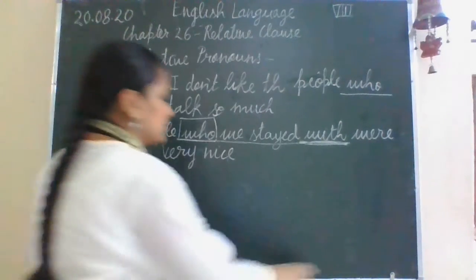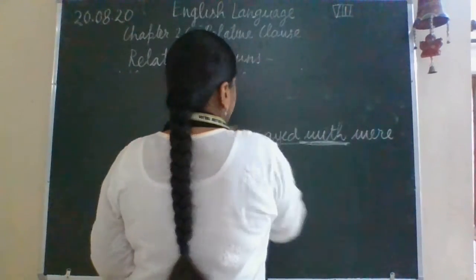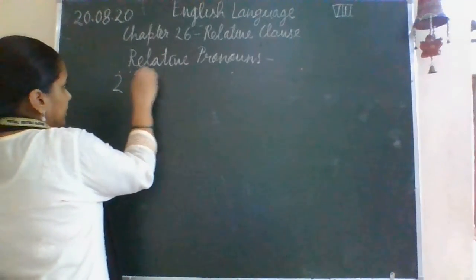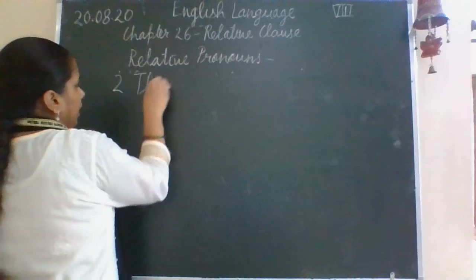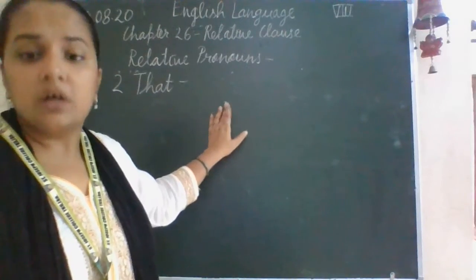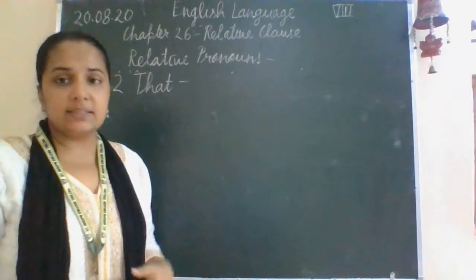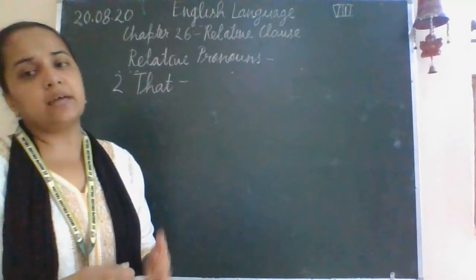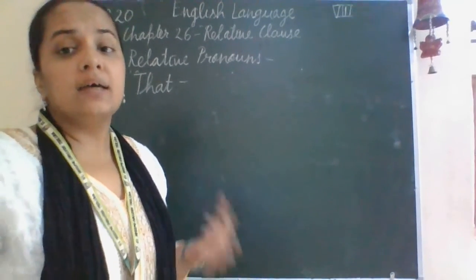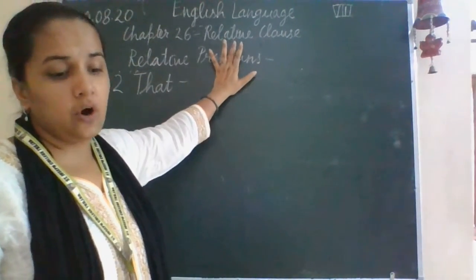Now, the second relative pronoun that we are going to discuss is that. That is the relative pronoun we mostly use with the things. Or you can say who is used with the living things, and that is used with the non-living things. So that is used for the things, and it can also be used sometimes as the object of the verb or the preposition or the subject. Now, how can we use that as the relative pronoun for the relative clause?